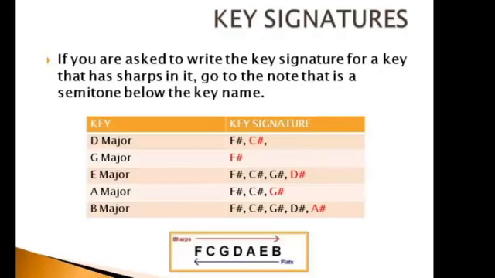E major, you go down a semitone to D sharp, you would have Father Charles goes down. F sharp, C sharp, G sharp, and D sharp. For A major, you go down a semitone to G sharp, so A major's key signature would be Father Charles goes, F sharp, C sharp, and G sharp. For B major, you would go down a semitone to A sharp, and that would be your last sharp, so the order would be Father Charles goes down and F sharp, C sharp, G sharp, D sharp, and A sharp.